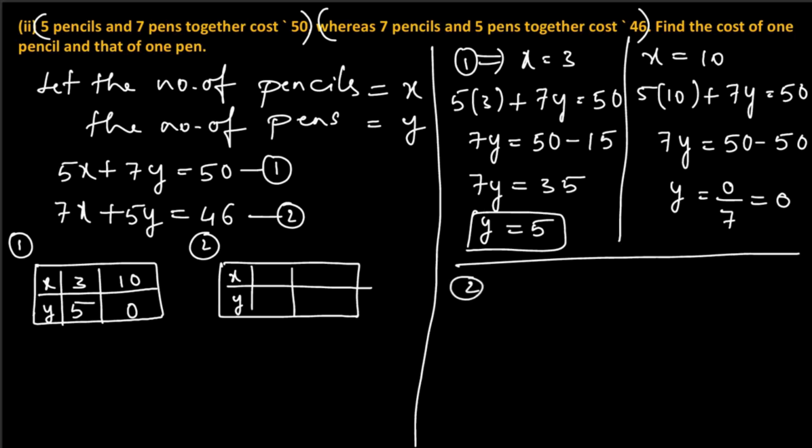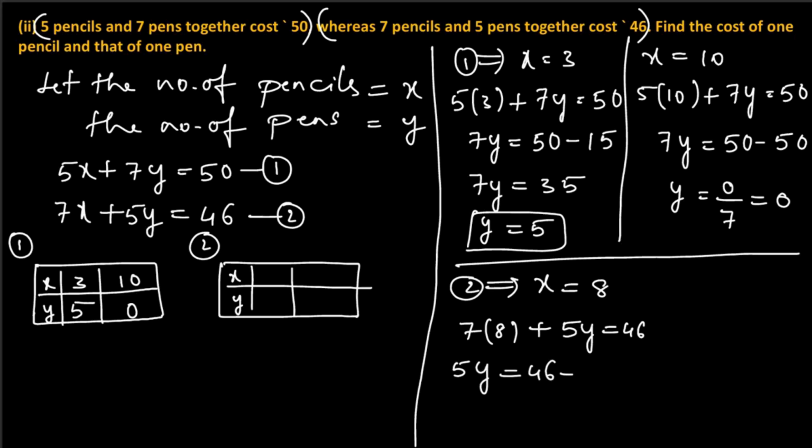Let's look at the second equation. I am taking my x as 8. In the second equation, substitute the x value in the place of x. 7x plus 5y is equal to 46. So 5y is equal to 46 minus 7 8s are 56. y is equal to minus 10 divided by 5. Y is equal to minus 2. When x is equal to 8, we got y as minus 2.